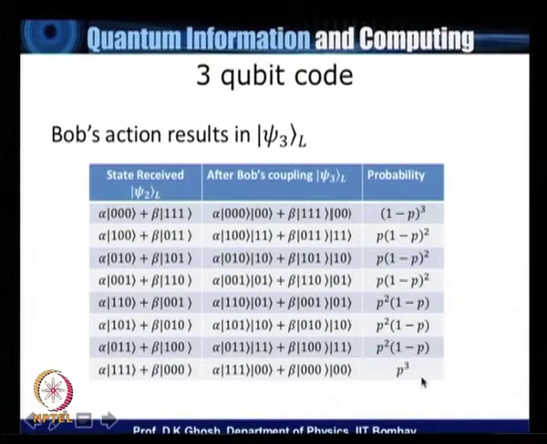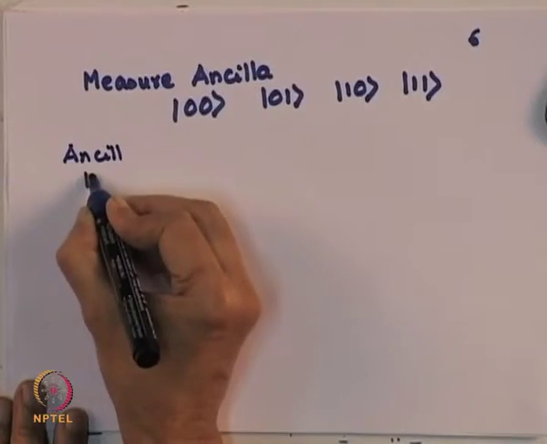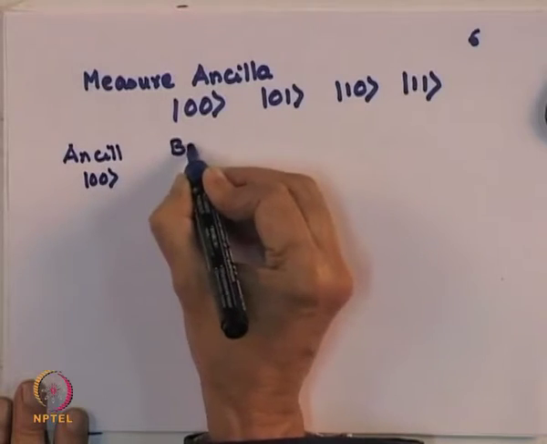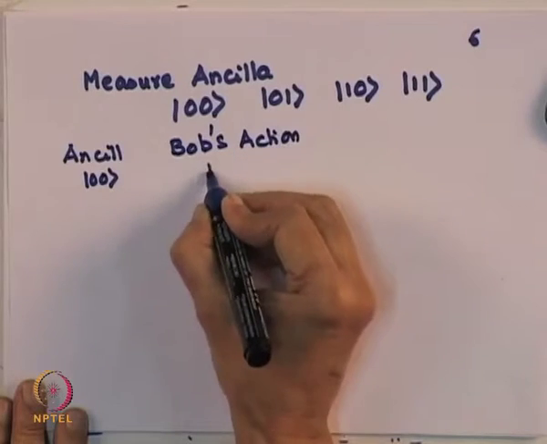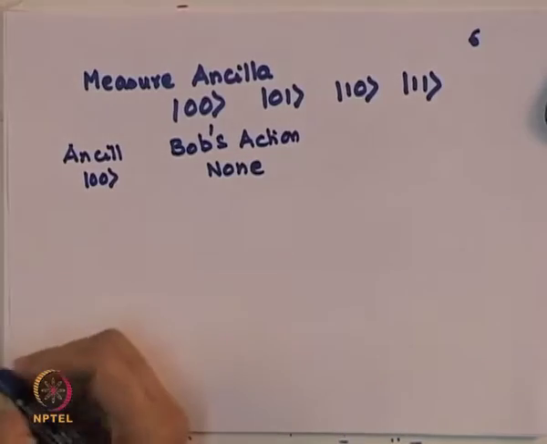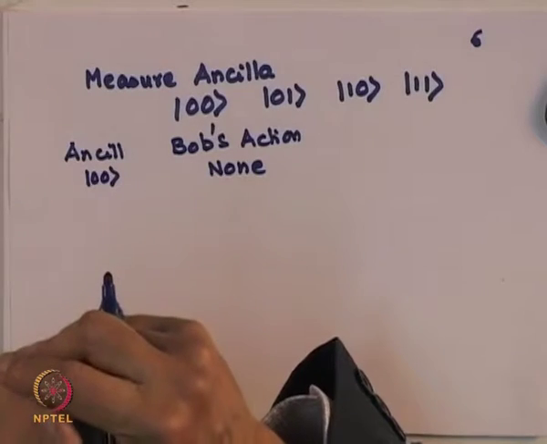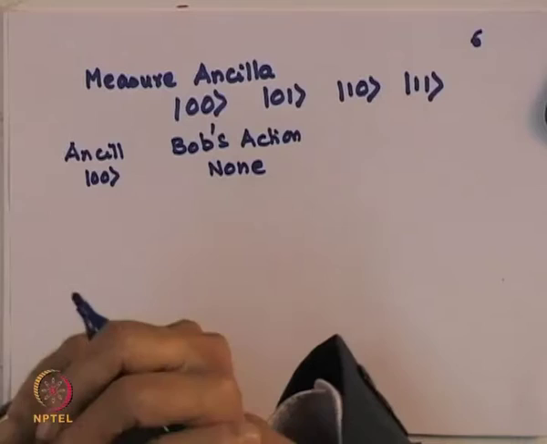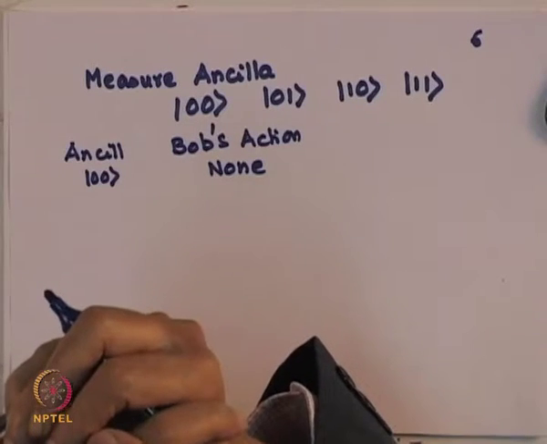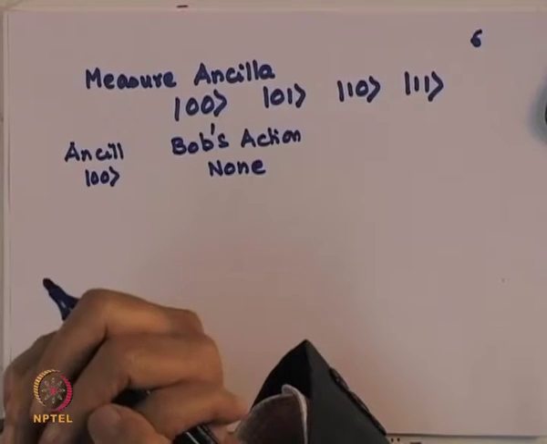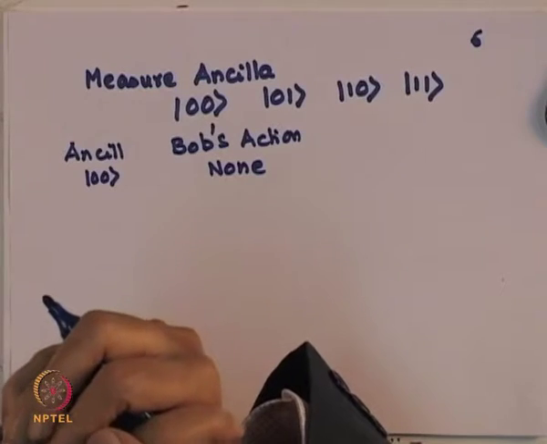And so therefore, in this case, if the ancilla state is 00, Bob takes no action, but then his states are as received without any error with a probability 1 minus p cubed, but received with error in all three bits with a probability p cubed.